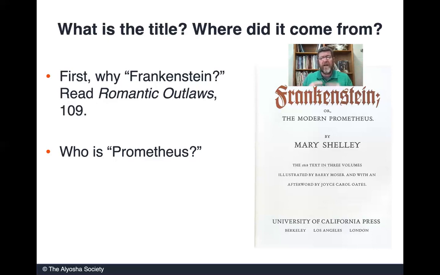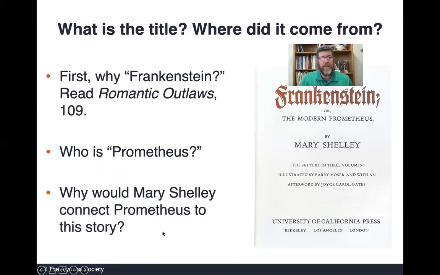But what about Prometheus? Why is it called Frankenstein or the Modern Prometheus? You may be a little rusty on your Greek mythology, but Prometheus was the old Titan god. Remember, the Titans were like the parents, I guess you would say, of the Olympian gods. And Prometheus was the one who, at least in one myth, stole fire, technology, to give it to humans. In another version of the myth, he actually created humanity. So Dr. Frankenstein is a modern Prometheus in that way. So it kind of makes sense. Why would she connect Prometheus to this story? I think it's obvious. There's the creation aspect, and there's also the technology aspect, fire.